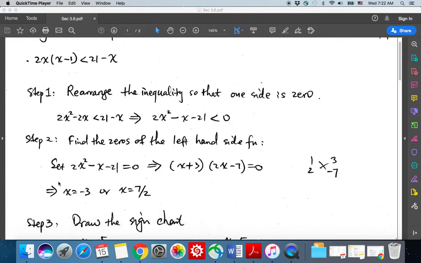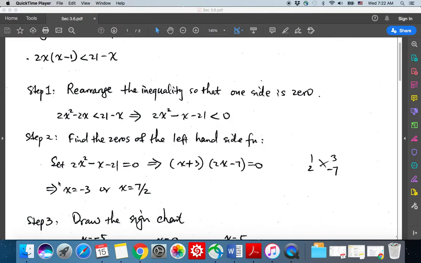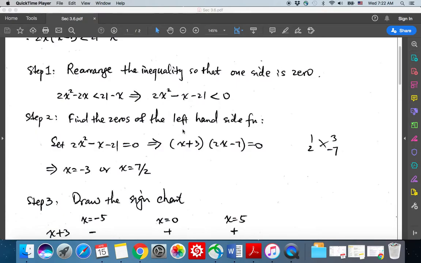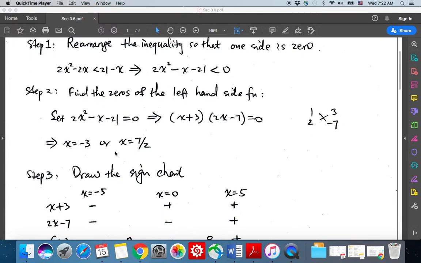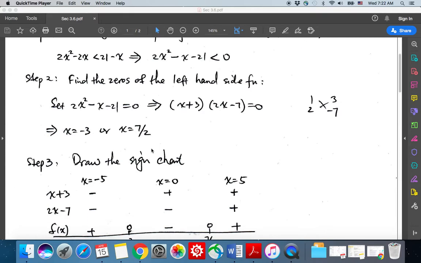Next, we're going to identify the boundary points. For a polynomial inequality, the boundary points are the zeros of the left-hand side function, which is a polynomial function. So we set the left-hand side equal to 0. We factorize it. That gives us the zeros being -3 or 7/2.